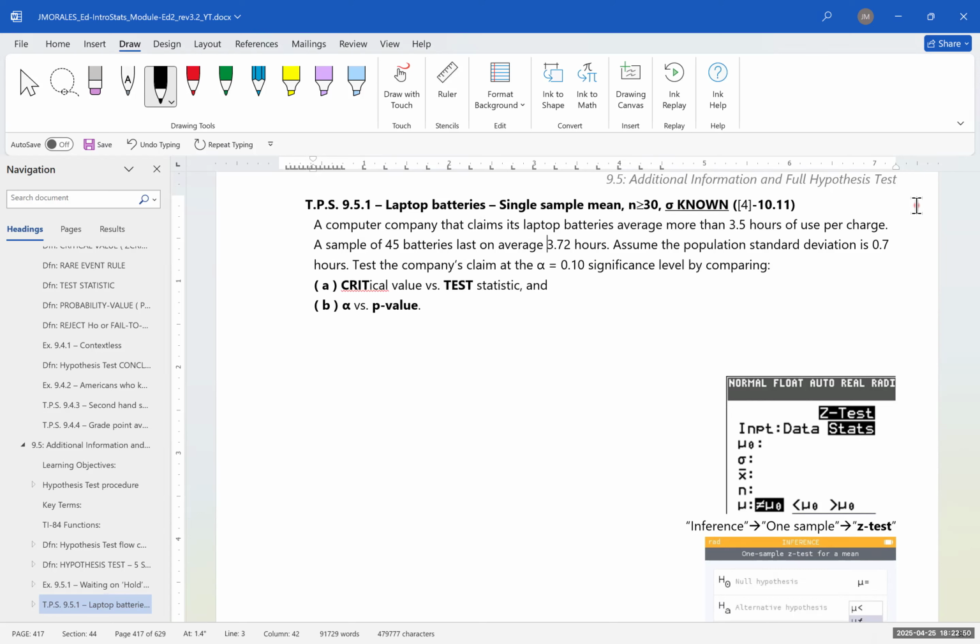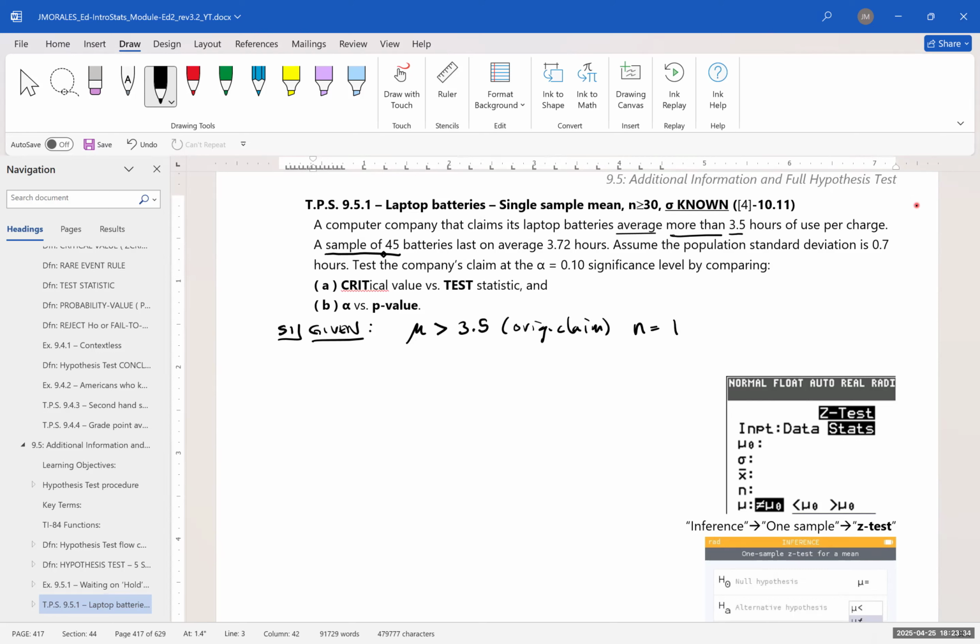All right, so let's dive into this one. We're going to start with step one, which is going to be to identify our given information. Let's say a computer company claims its laptop batteries average more than 3.5 hours per charge. So we're dealing with a population mean that is greater than 3.5. And this is our original claim.